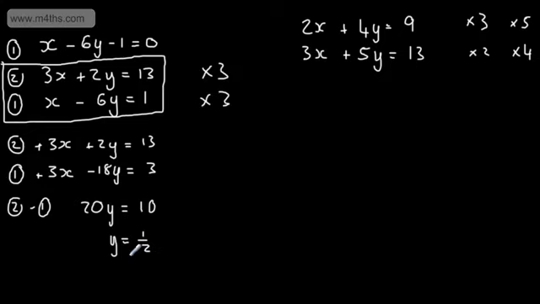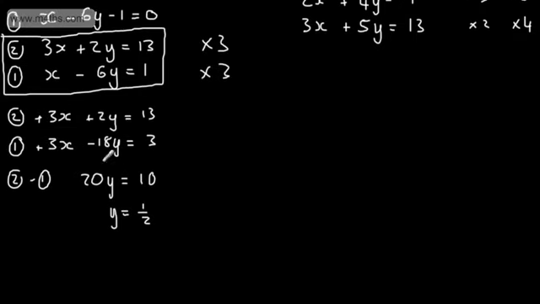And then we can sub that back in. Now at this stage, we don't have to sub it back into either of these. You could do if you wanted. Let's put that back in. Or we could just put it back into these. I think we're just going to put that back into number 1 and write that as x minus 6 lots of 1/2 is equal to 1. x minus 3 is equal to 1. So x is going to be equal to 4.